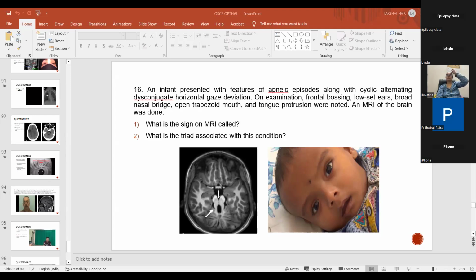The molar tooth sign is seen in Joubert syndrome. Joubert syndrome is a disorder of primary cilia. The triad is hypotonia. Joubert syndrome is a constellation of conditions.